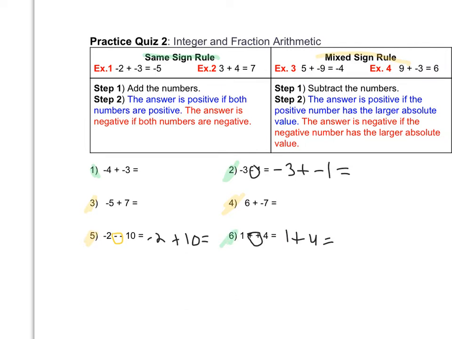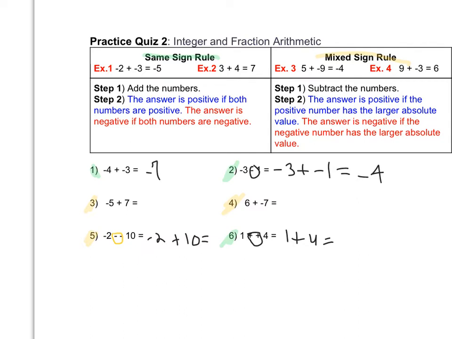So now that we've color-coded it, green is the same sign rule and yellow is the mixed sign rule, we can just go back and use each set of rules to find the sum. So let's do that. For -4 plus -3, we're going to add the numbers to get 7, and because both numbers are negative, the answer will also be negative. For problem 2, I have a -3 plus -1, so we add the numbers to get 4, and we're going to keep the answer the same sign, which is negative.